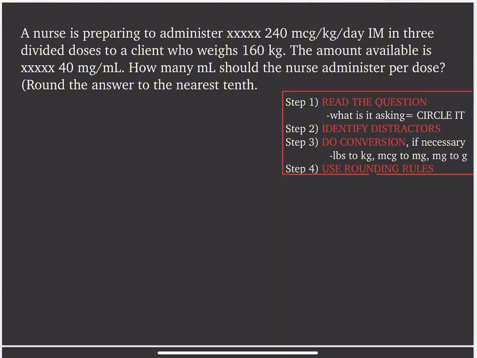A nurse is preparing to administer a drug, 240 micrograms per kilogram per day IM in 3 divided doses, to a client who weighs 160 kilograms. The amount available is 40 milligrams for every 1 milliliter. How many mL should the nurse prepare per dose? Okay, so step 1, read what the question is asking. They're asking how many milliliters per dose. So circle them.